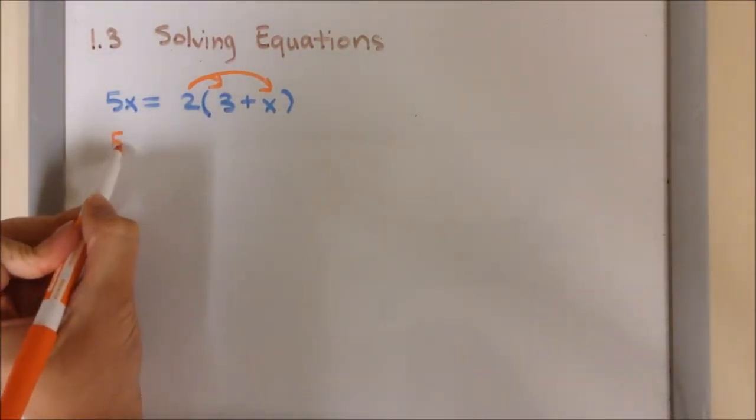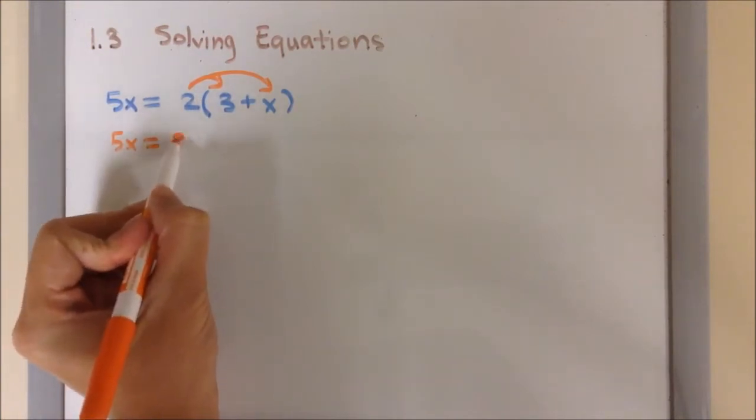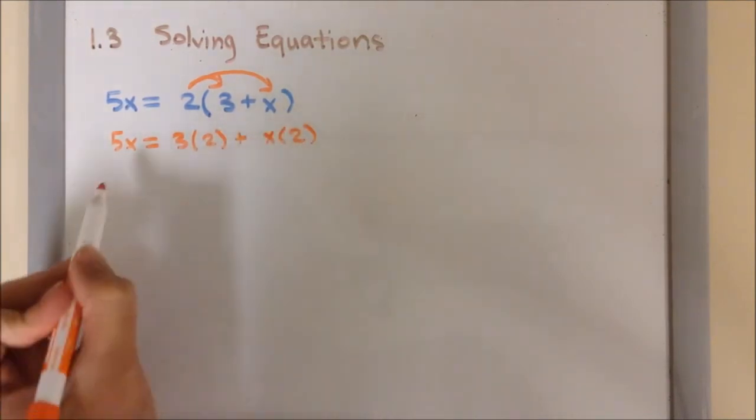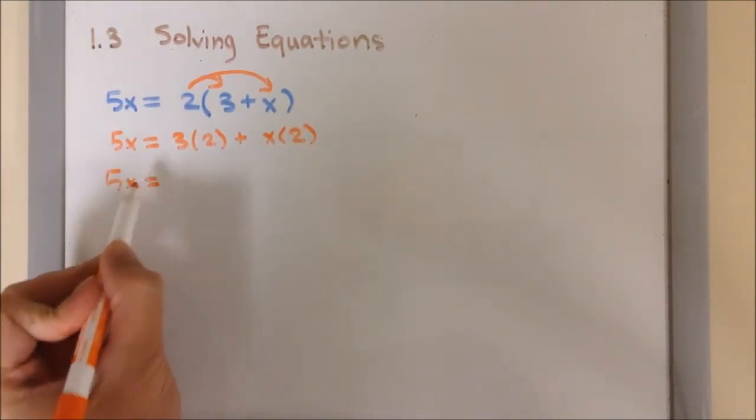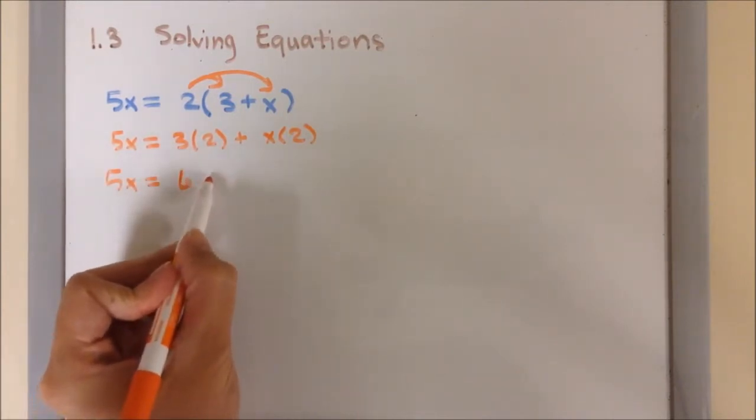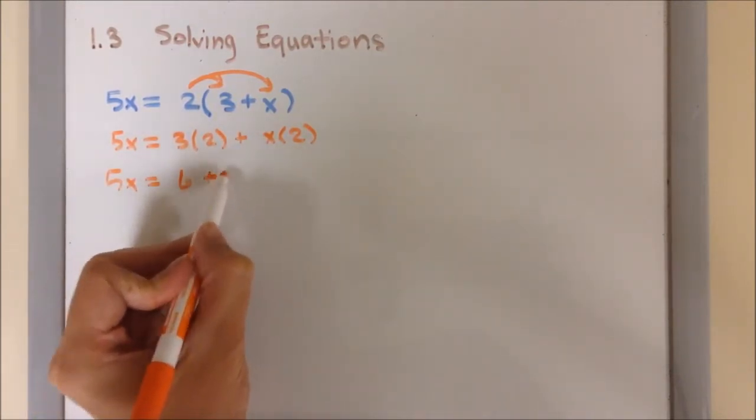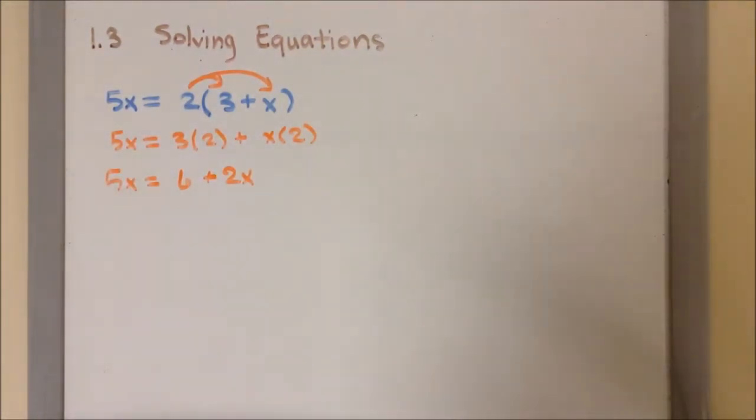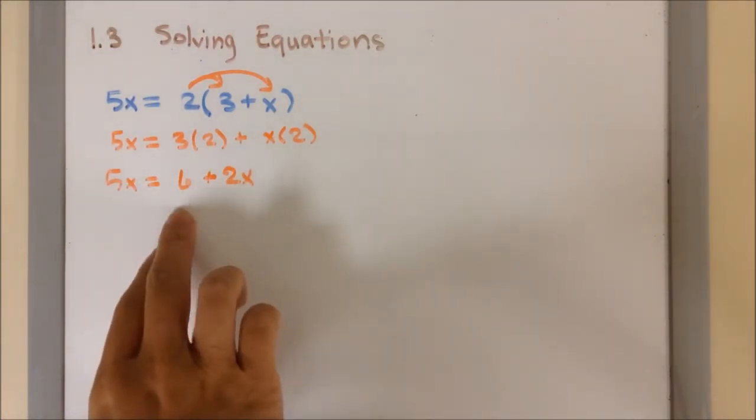So it's going to be 5x equals 3 times 2 plus x times 2. That would simplify into 3 times 2 is 6, positive x times positive 2, so it would be 2x. Now from there, it's okay if you want x to be on the left side or on the right side. Typically, I would have x on one side and numbers on the other side. In this case, my number is 6. It's on the right side.